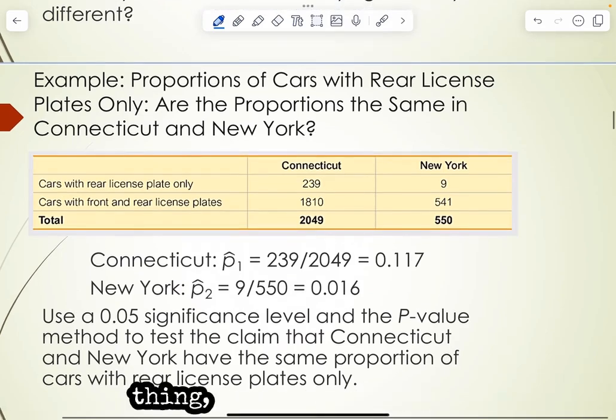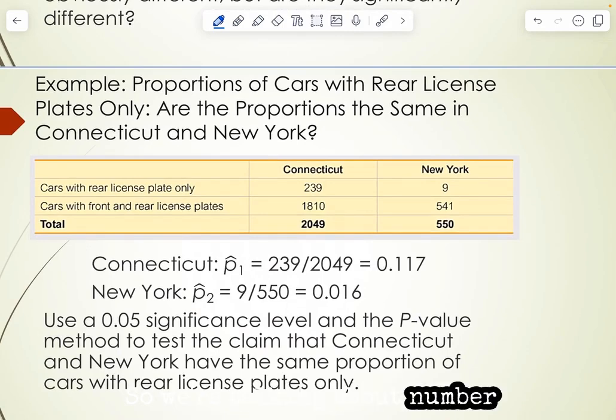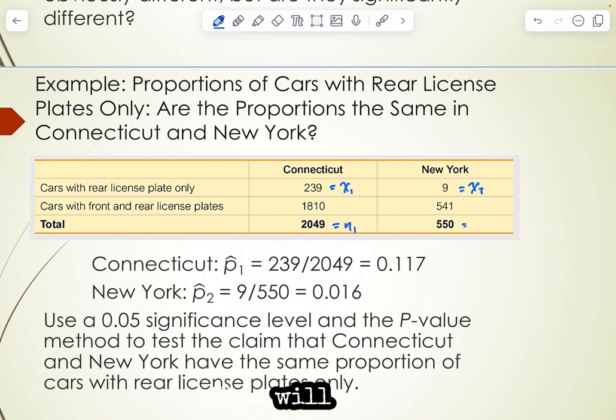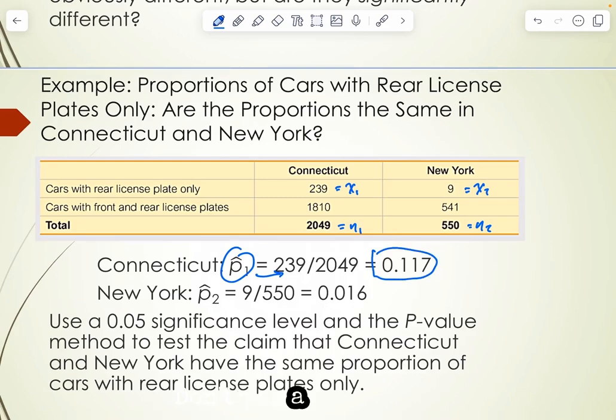So we're going to answer this, but before we do, let's identify this data here. We're talking about number of rear license plates. This right here is X1. This will be X2. This will be N1. This will be N2. Here's P1 hat, so that's successes over total, always as a decimal. Don't use a percentage in an equation. And this here is P2 hat. Okay, and they're giving us the 0.05 significance level of the p-value.